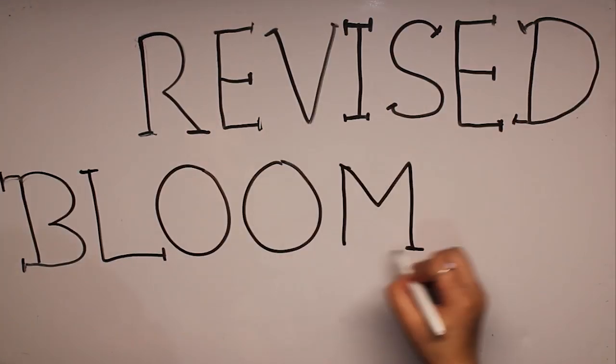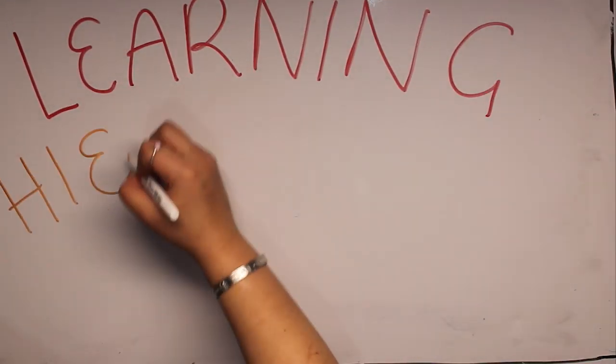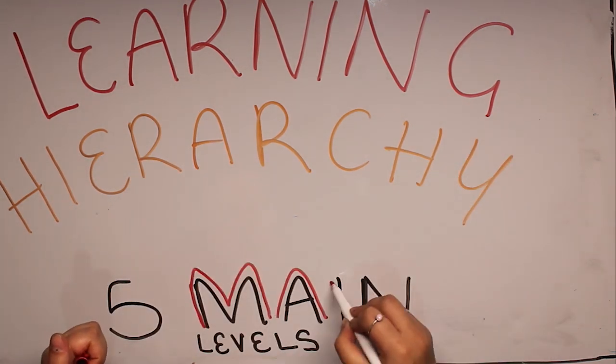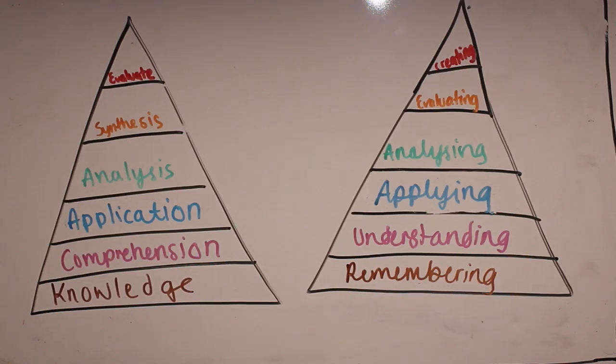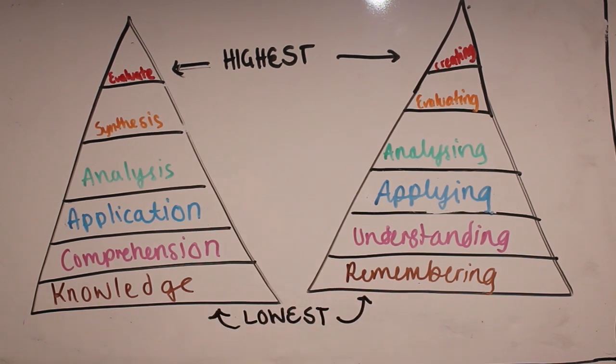We are going to discuss the cognitive component of the Revised Bloom's Taxonomy. Bloom's Taxonomy is a learning hierarchy which focuses on the 5 main levels of learning and the process in mastering a new piece of information. Initially, Bloom's taxonomy was used as a pyramid, ranking from the highest order of thinking, which is evaluation, down to the lowest order of thinking, which was knowledge.